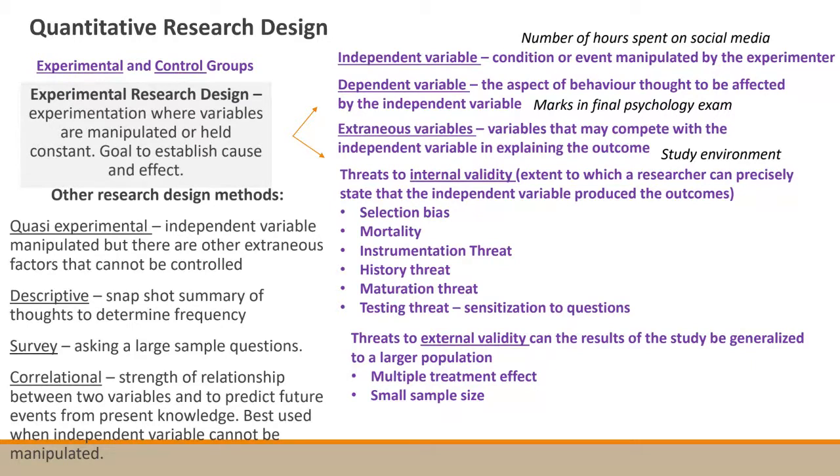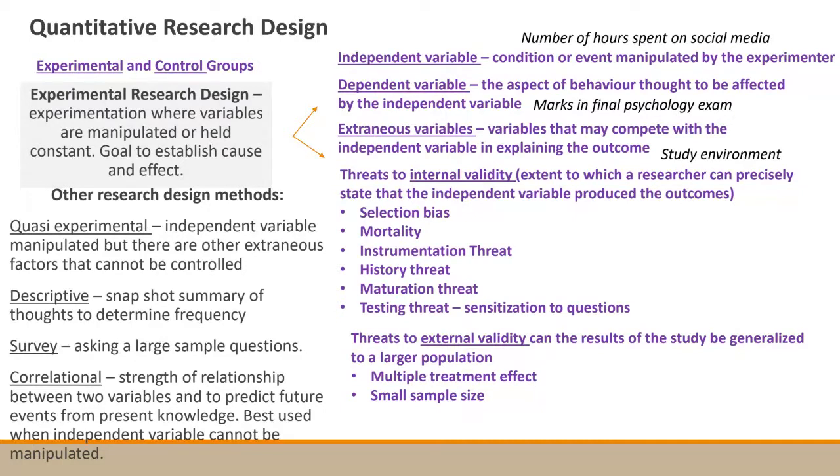Maturation threat. In longer research projects, people get older, they mature, their perspectives change. And testing threat. People become sensitized to questions. So if you have pre-tests and post-tests, and your pre-test is very similar to your post-test, people could become sensitized to questions. So those are all things that impact on the outcome. It's really important that as researchers, we recognize that before we start. We can't put those under the carpet. We have to understand them.